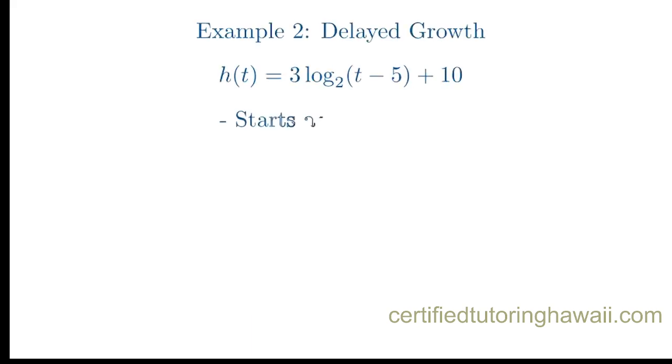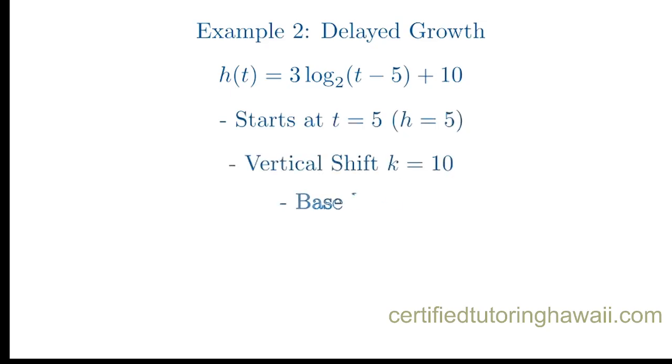Second, let's look at delayed growth. Imagine a plant doesn't start growing until a certain time, say 5 months. A model for its height, h of t, could be 3 times log base 2 of the quantity t minus 5, plus 10. Here, the h of 5 causes a horizontal shift to the right. The growth curve starts at t equals 5.